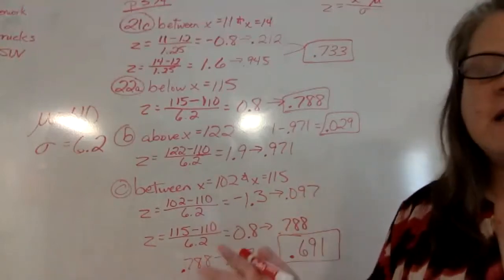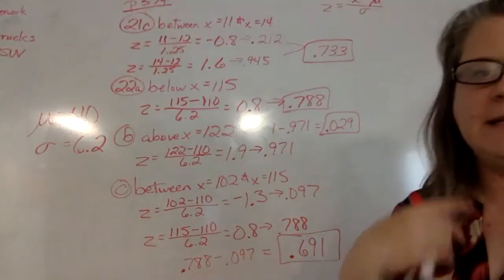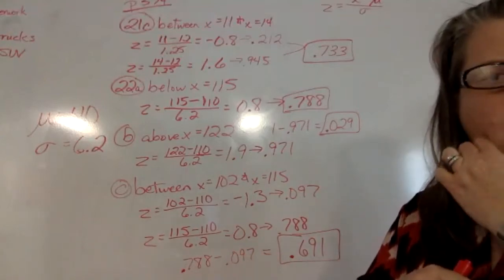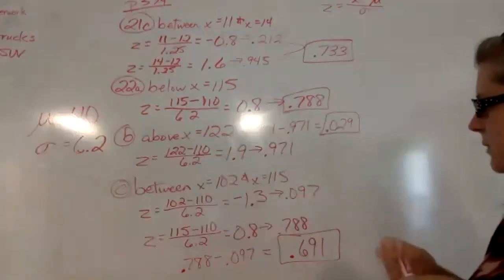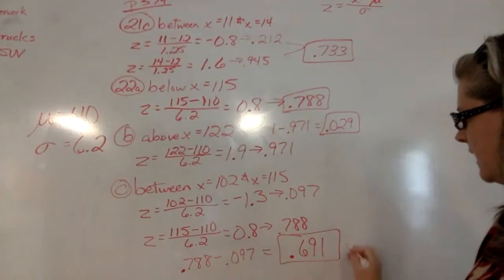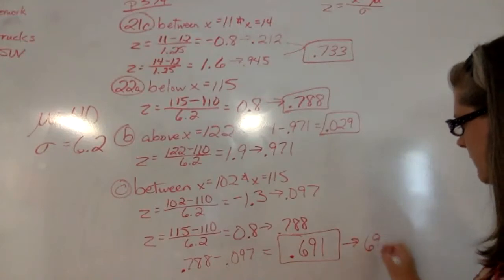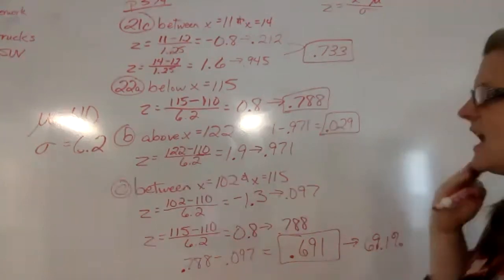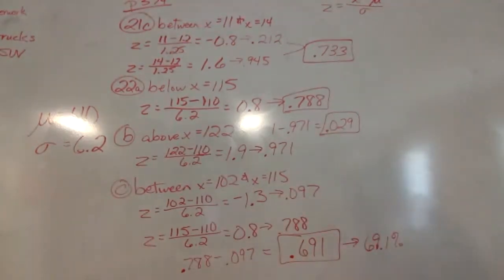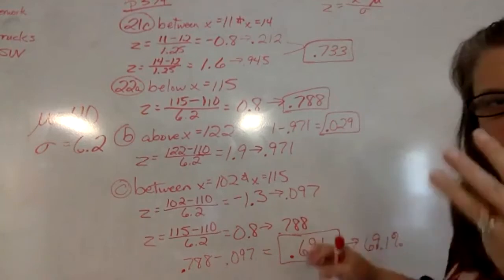How can I change it if I want it as a percent? Move the decimal 2 places. So you just move the decimal point 2 places. So this would become 69.1%. Okay?